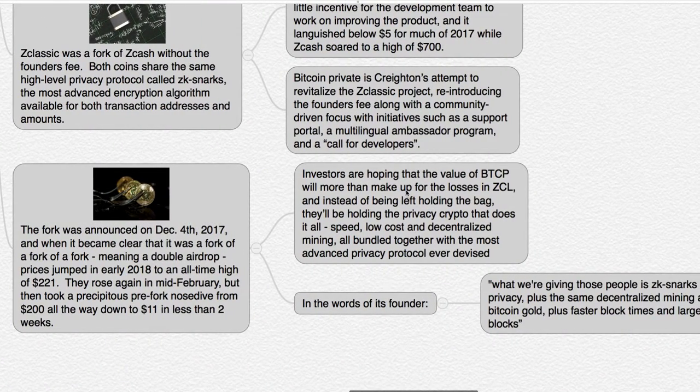Investors are hoping that the value of Bitcoin Private will more than make up for the losses in Zclassic. And instead of being left holding the bag, they'll be holding the new privacy crypto that does it all: speed, low cost, and decentralized mining, all bundled together with the most advanced privacy protocol ever devised.